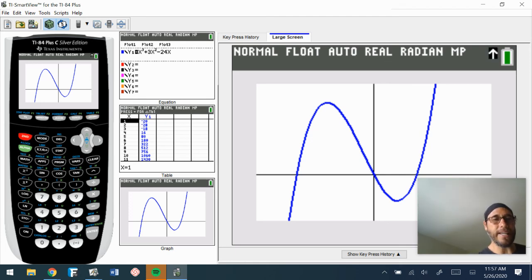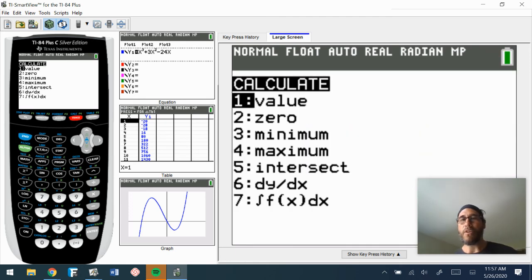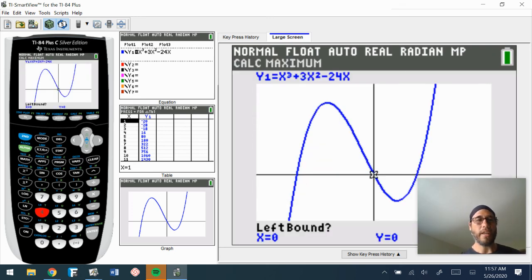It is that second calc button. Okay, and guess what? Let's find the max first. So we'll do number 4. Okay, you go up to where you think the max is. So you're going to tick, tick, tick, tick, tick, tick, tick, tick, and you go all the way up to it.